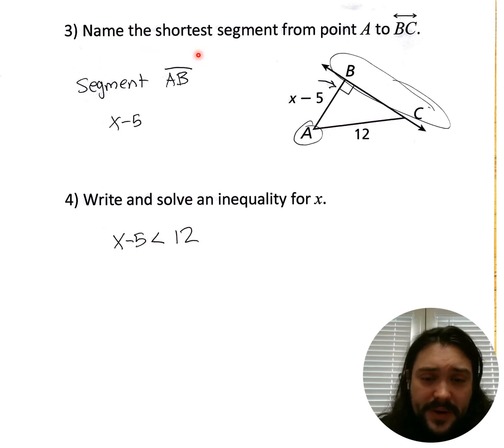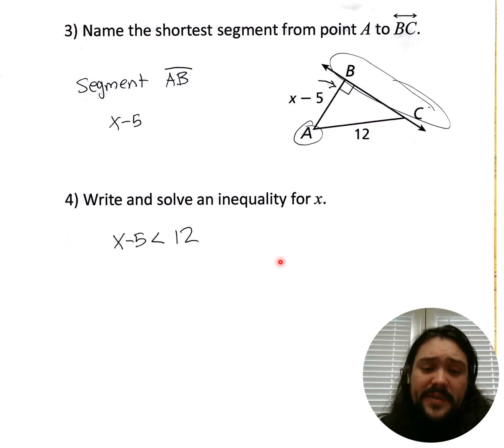Right, name the shortest segment from point A to BC. So here's A, and we're going to BC again, this line here. Now, we find the right angle, here it is, right? We know that from the little right angle symbol there. And the shortest distance is going to be that, the perpendicular distance right here. So segment AB is the shortest, and it has a value of x minus 5. It tells us that right there.